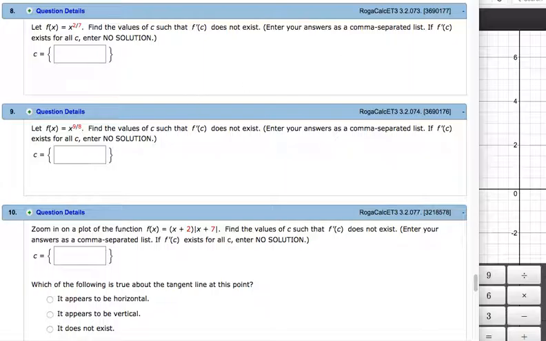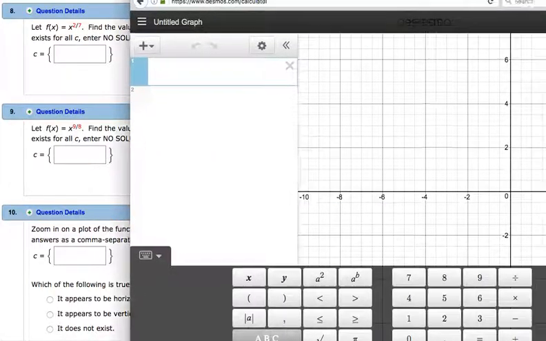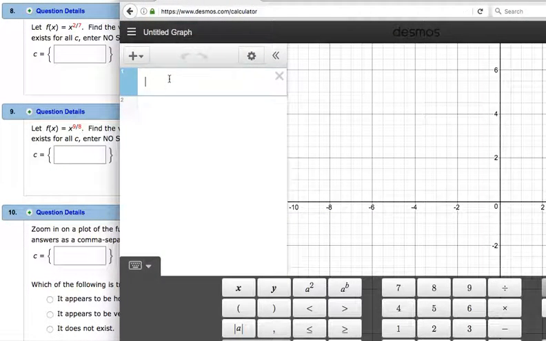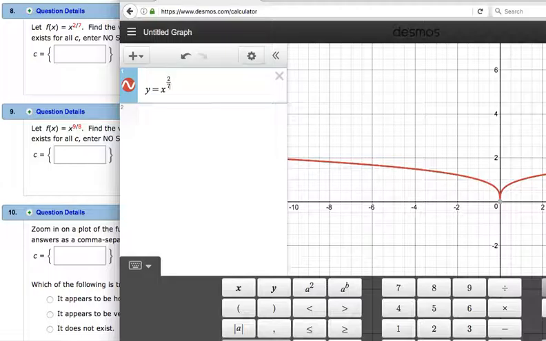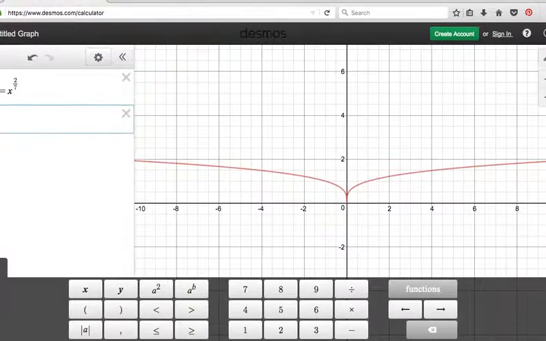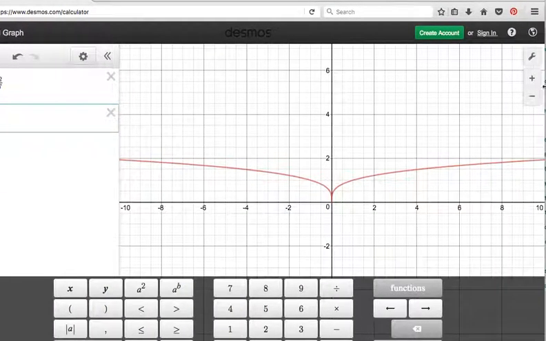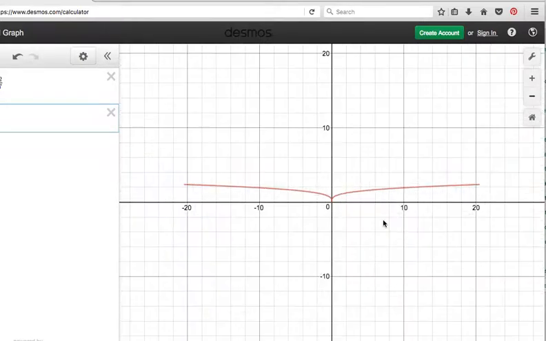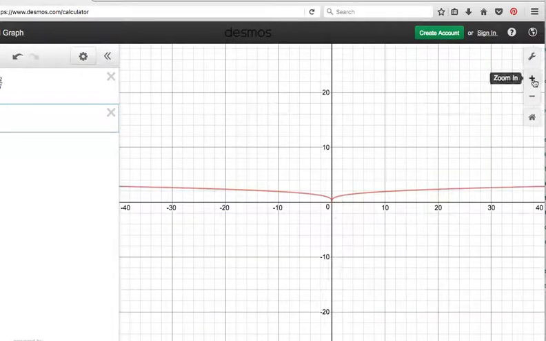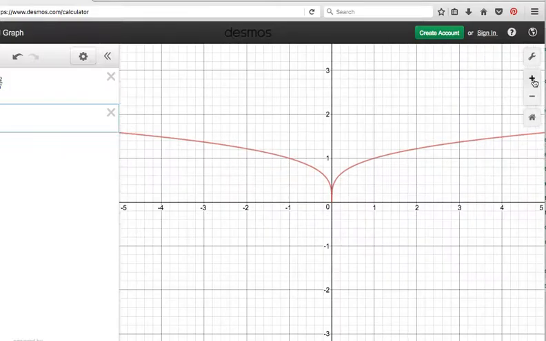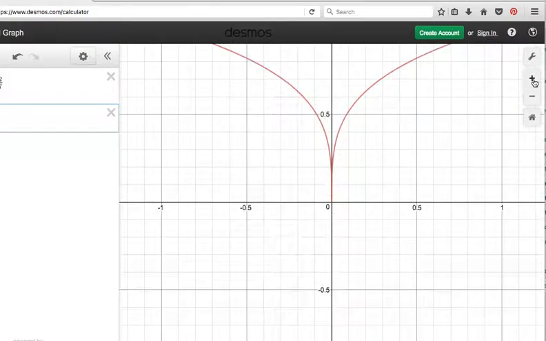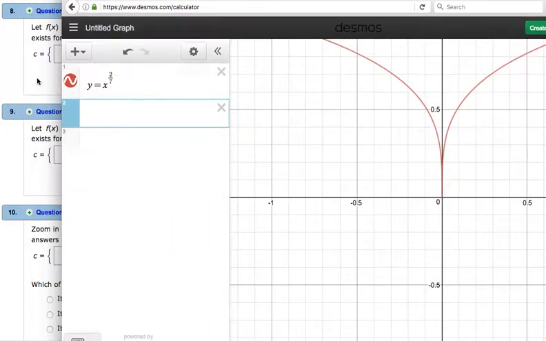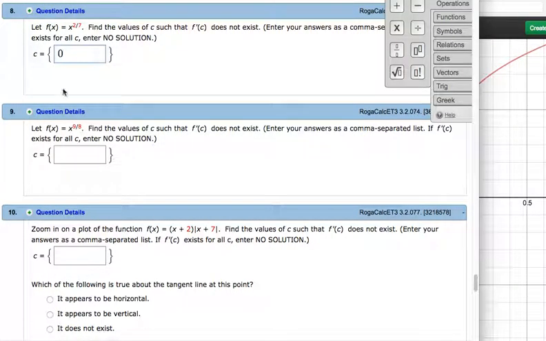So first I'm going to graph f of x equals x to the power of 2/7. This is Desmos.com. It's a nice free calculator. So I'm going to graph y equals x to the power of 2/7. And there it is right there. There's the graph. You can zoom in, zoom out, but clearly it's got a nice little sharp point right there in the center at 0. If you zoom in, it continues to appear like a sharp point, more sharp the more you zoom in. So that function is not differentiable at c equals 0.